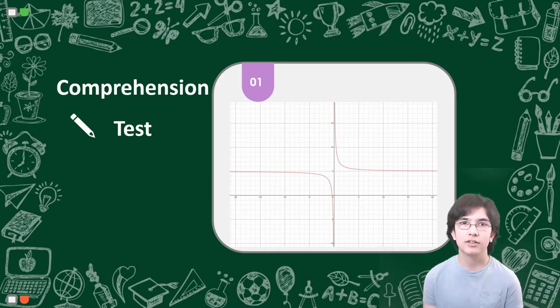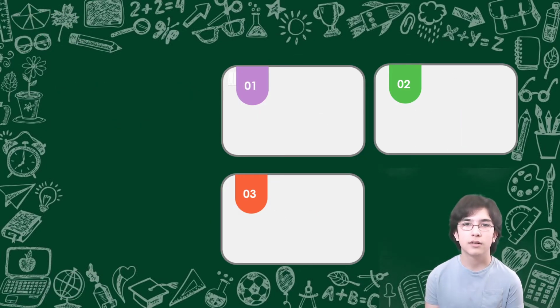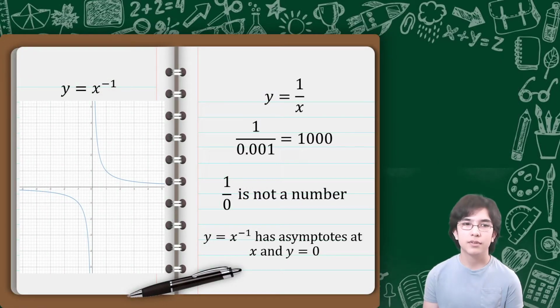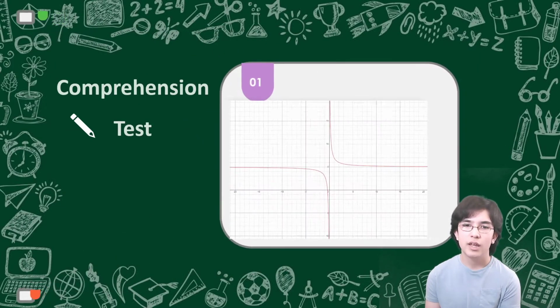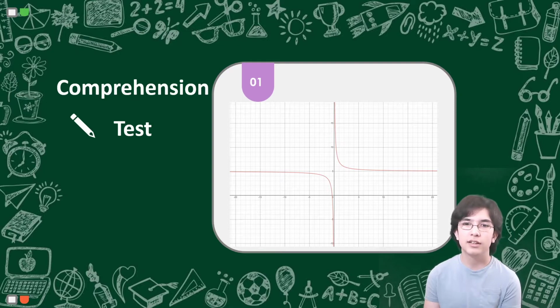So let's take another look at the example question. Here is the example graph, and you'll notice that it's a lot thicker than the other graph. And that's because this graph is 2x to the power of -1, which exacerbates the difference in the curve.